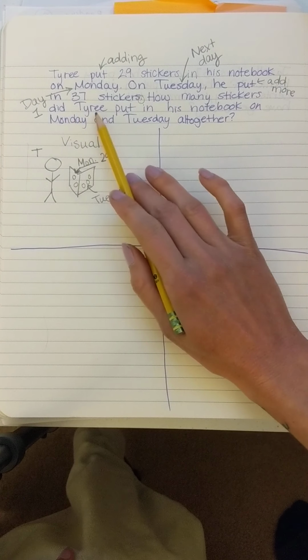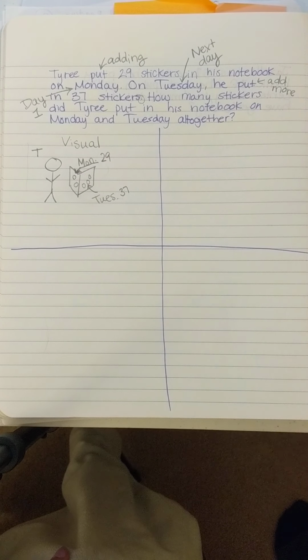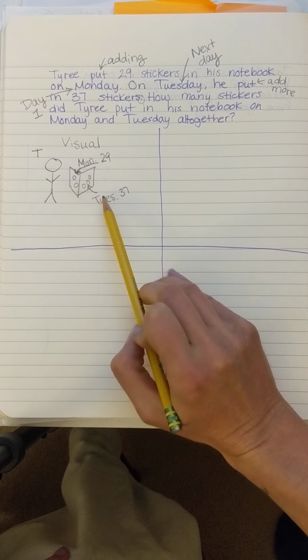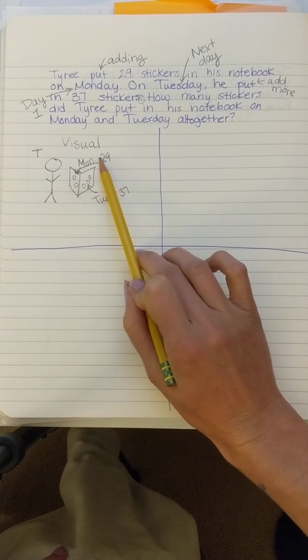How many stickers did Tyree put in his notebook on Monday and Tuesday altogether? Okay, so I know he didn't take any out. It seems like he put them all into his notebook. We already know how many he put in on Monday, how many he put in on Tuesday. So those must be the two parts that he put in.